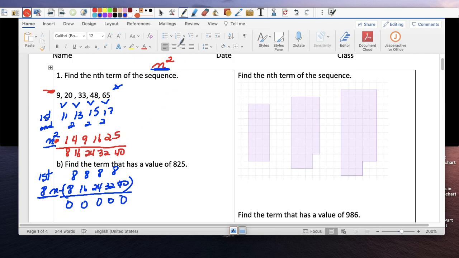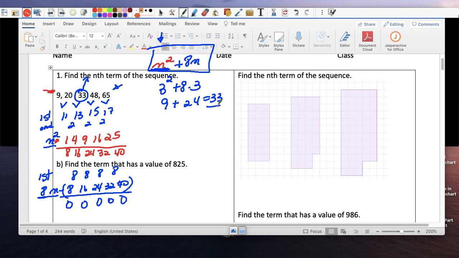So it's just n squared plus 8n. Now, let me confirm if this is okay. If I plug in the number 3 in here, I should get 33, because that's the third term. So 3 squared plus 8 times 3. 3 squared is 9, 8 times 3 is 24. Do I really get 33? I do, look. So the third term is indeed 33.